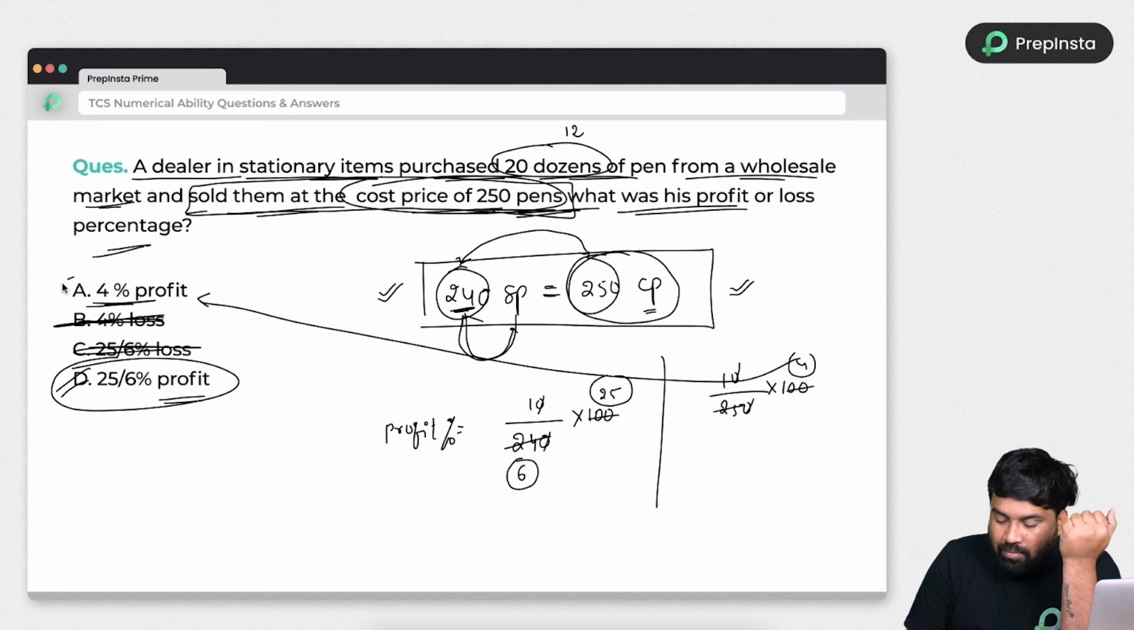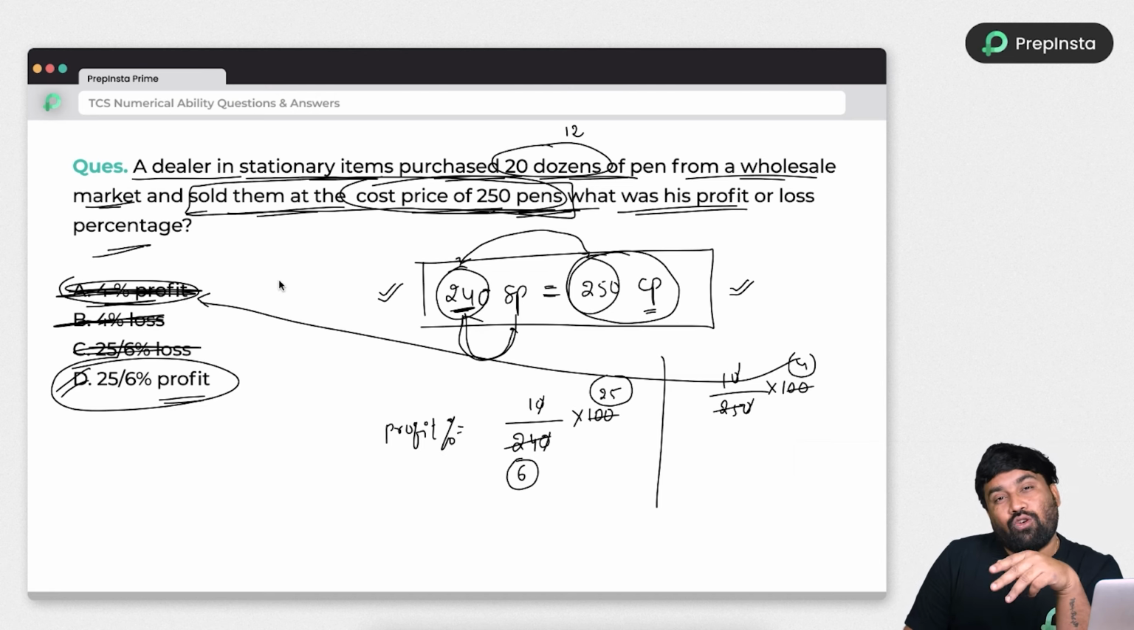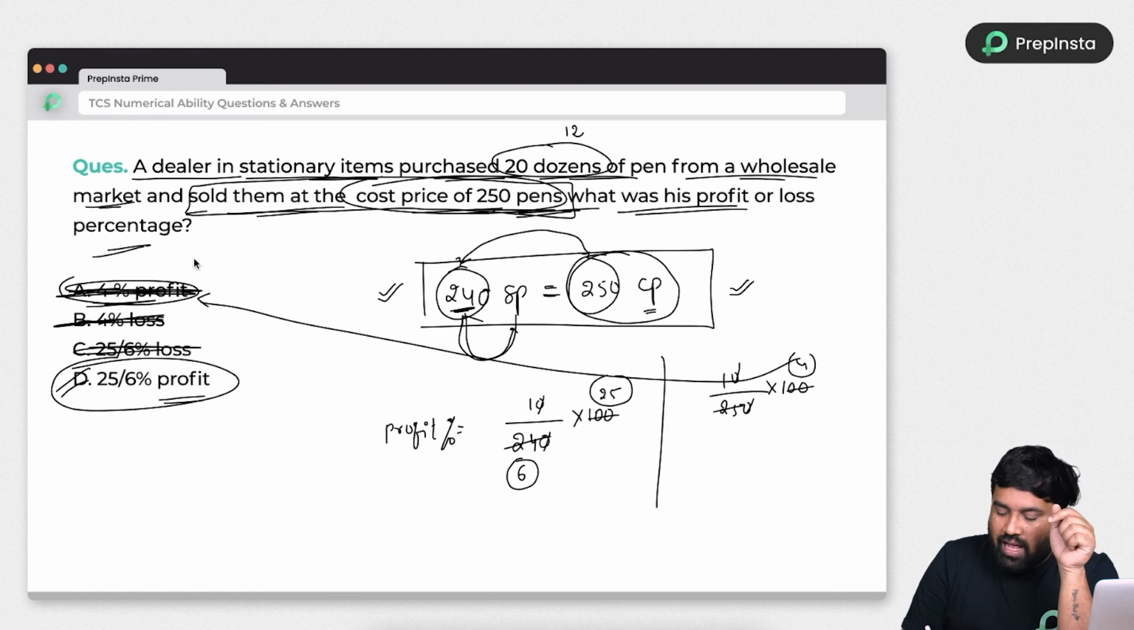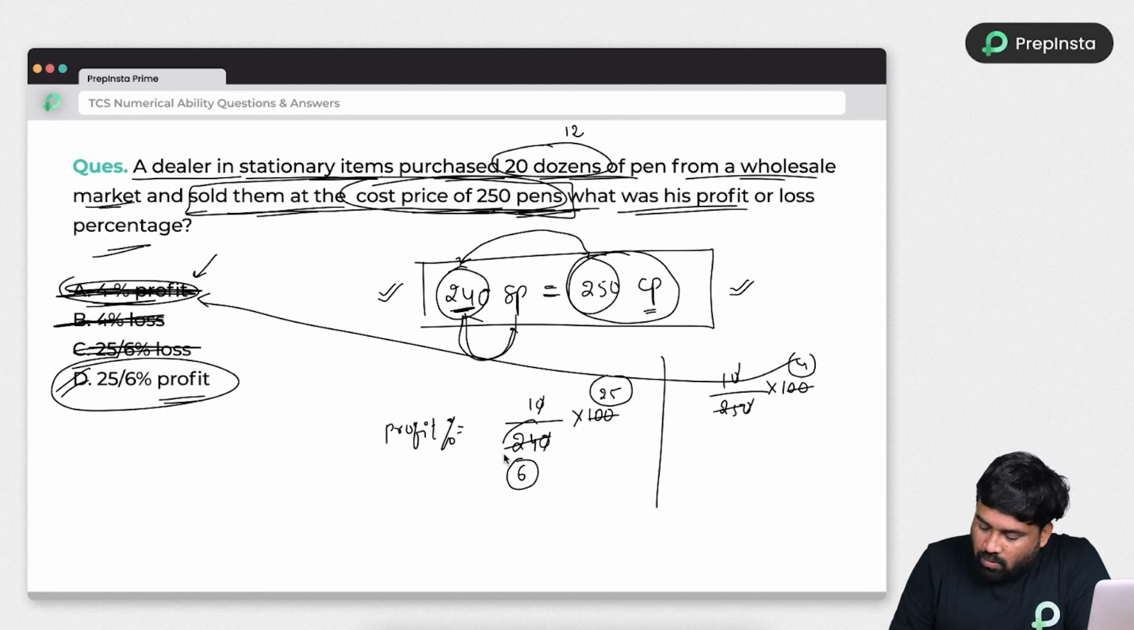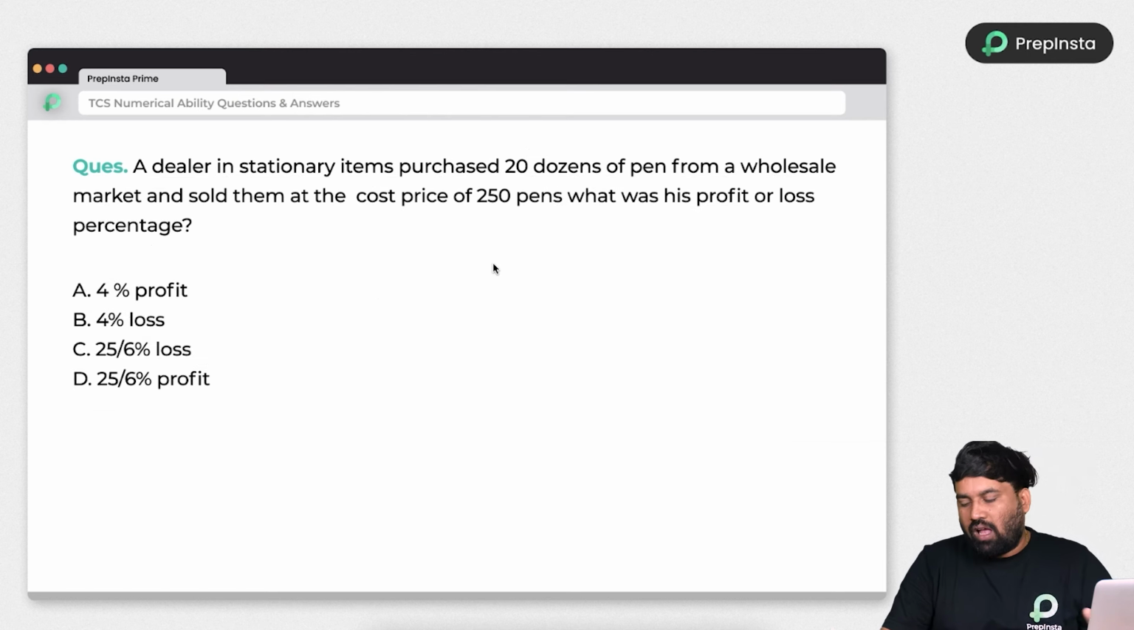So the examiner will set the paper in such a way that if the student does it the wrong way also, he will get the answer. The answer will be in the options. So this is how you need to overcome the errors also. Remember, the number of items is always the denominator, the selling price side items. That's it. Okay. I hope you understood.